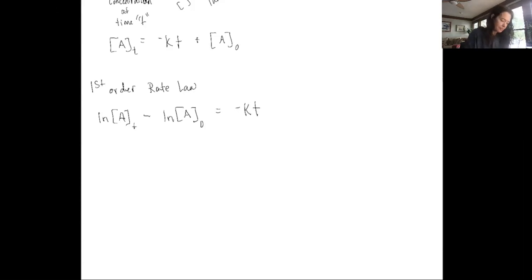All right. We could rearrange that to say the natural log of A, the reactant, at a given time equals negative kt plus the natural log of the initial concentration. First order, natural log. Okay? This will be the equation you're given on your equation sheet. It can easily be rearranged.